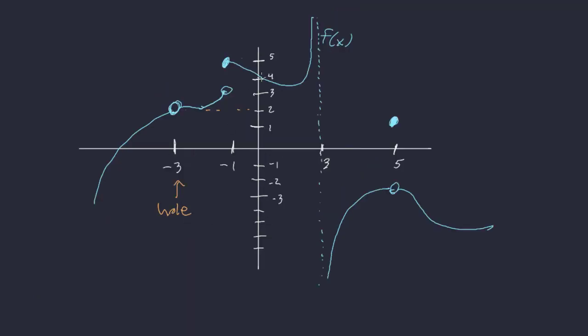Okay, now let's look at -1. At -1, we know this as a jump. Here the function itself does exist there. We do have a closed dot up at 5, so f of -1 is 5. So the function actually exists there. However, it's the limit that does not exist.